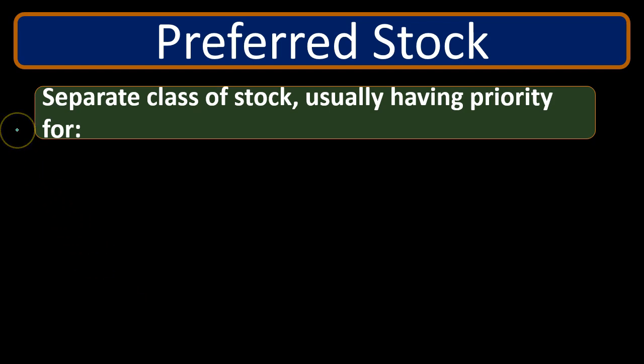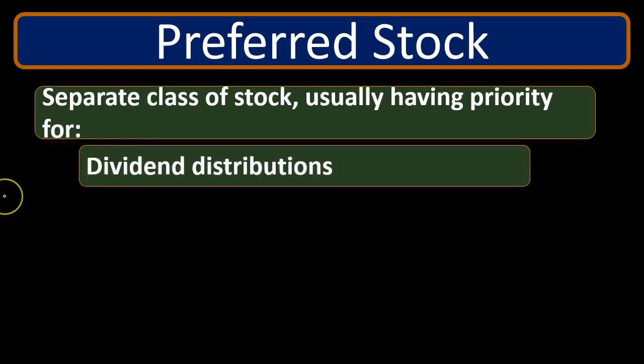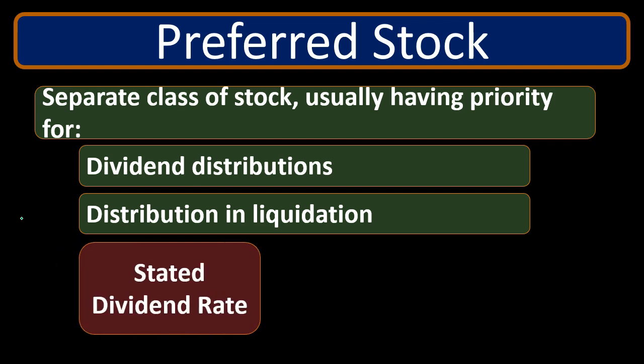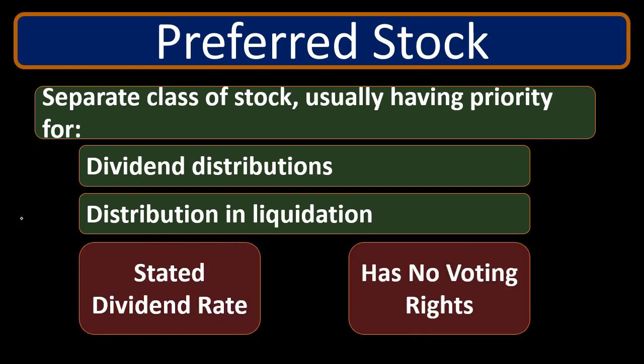Now, the preferred stock is going to be a separate class of stock, usually having priority for the dividend distribution and the distribution in liquidation. That's where the preferred takes place. Note that it's not preferred in some ways, because the preferred stock doesn't have the voting capacity of the common stockholders. So when we are deciding to buy common stock or preferred stock, if we want to have influence in the company, then we typically want the common stock, because that's going to give us the voting right for influence within the company.